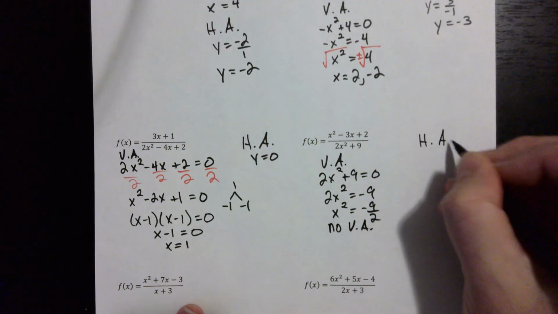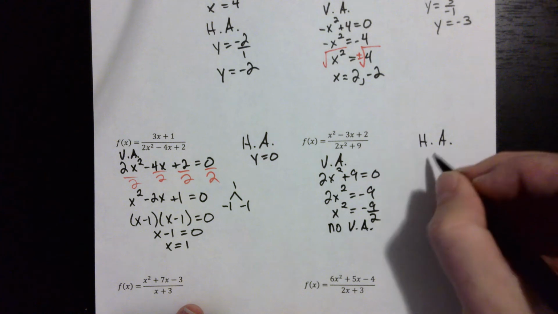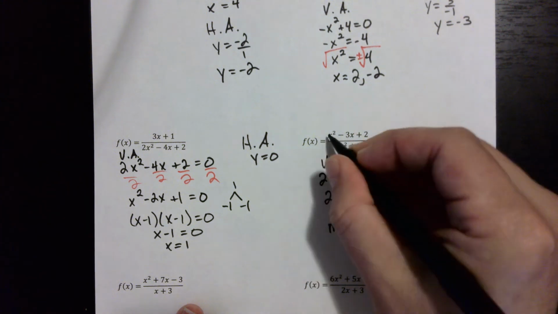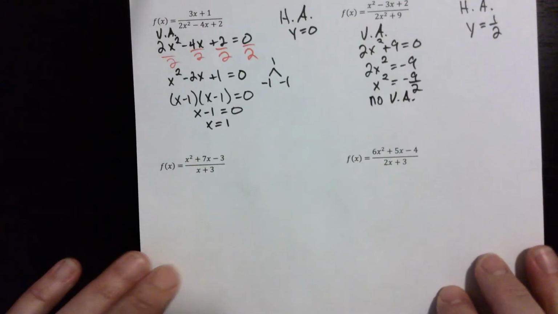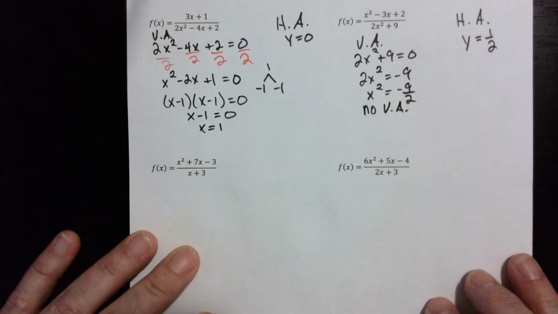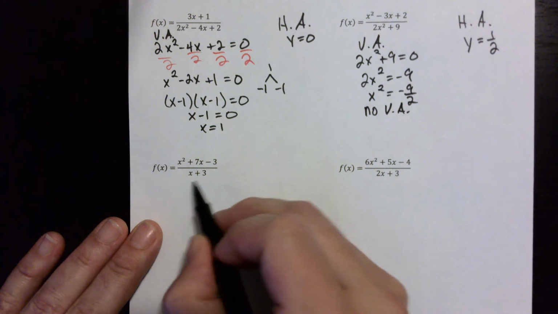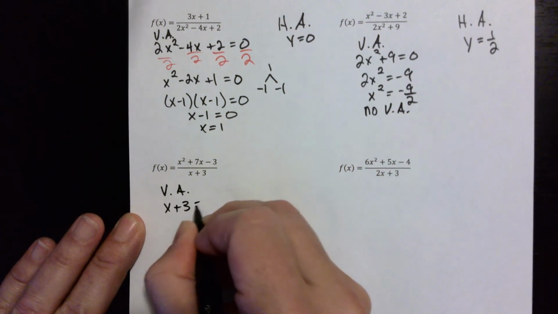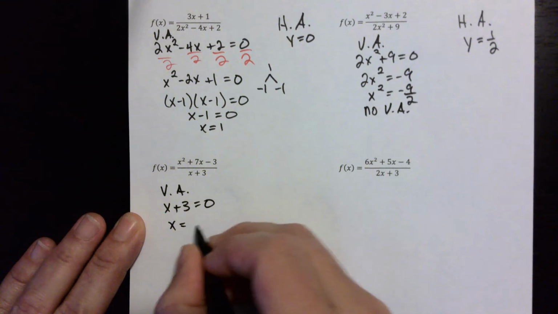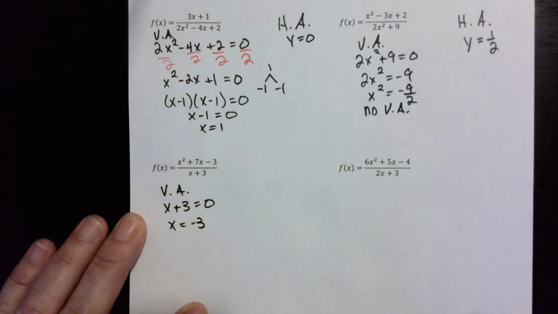Horizontal asymptote looks like the exponents are the same, so I divide the coefficients. Y is equal to 1 on top and 2 on bottom, so y is equal to 1/2. Okay, last two. So looks like this time we've got just the x plus 3 on bottom. So x plus 3 equals 0. That means x is equal to negative 3 for our vertical asymptote.